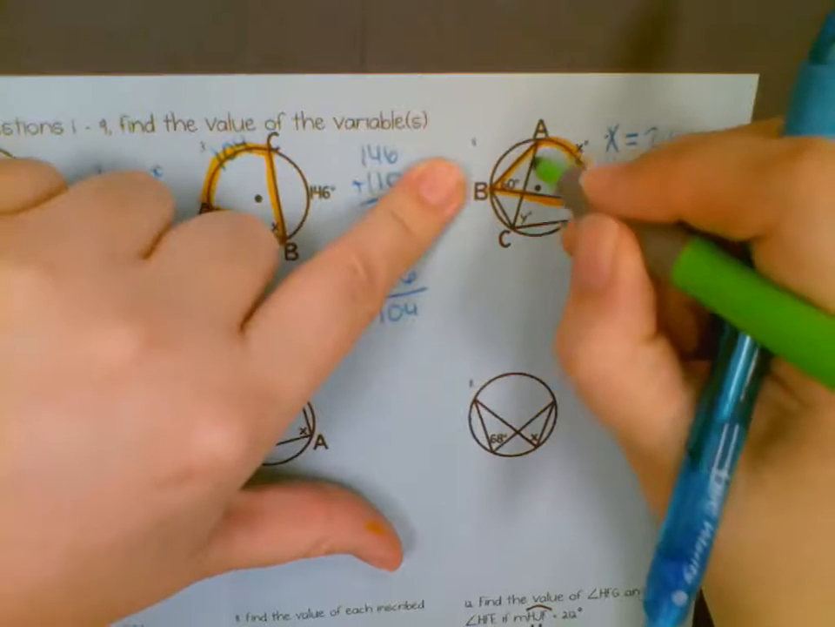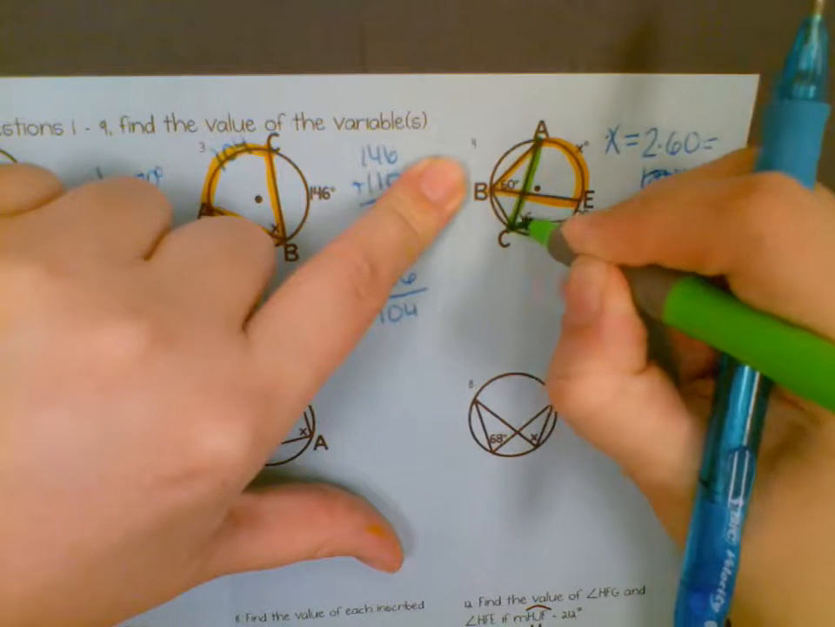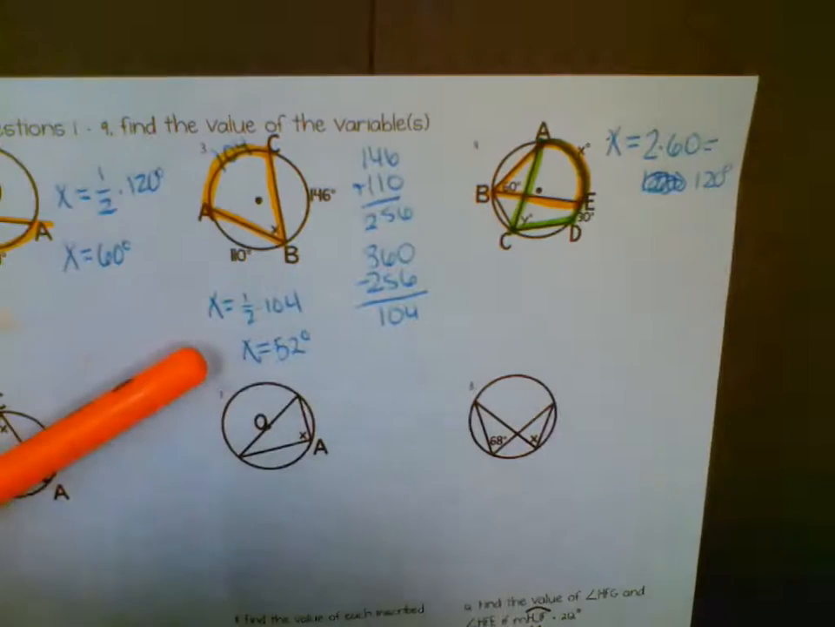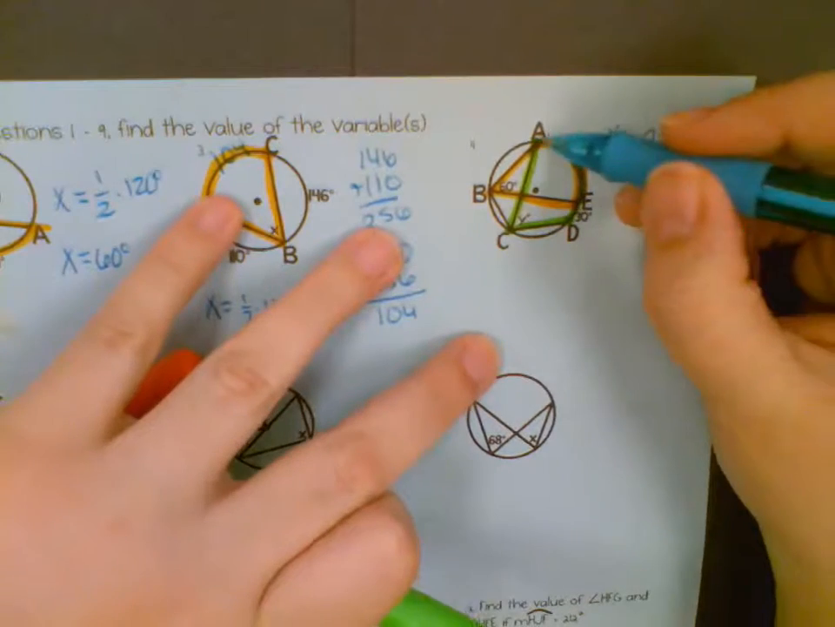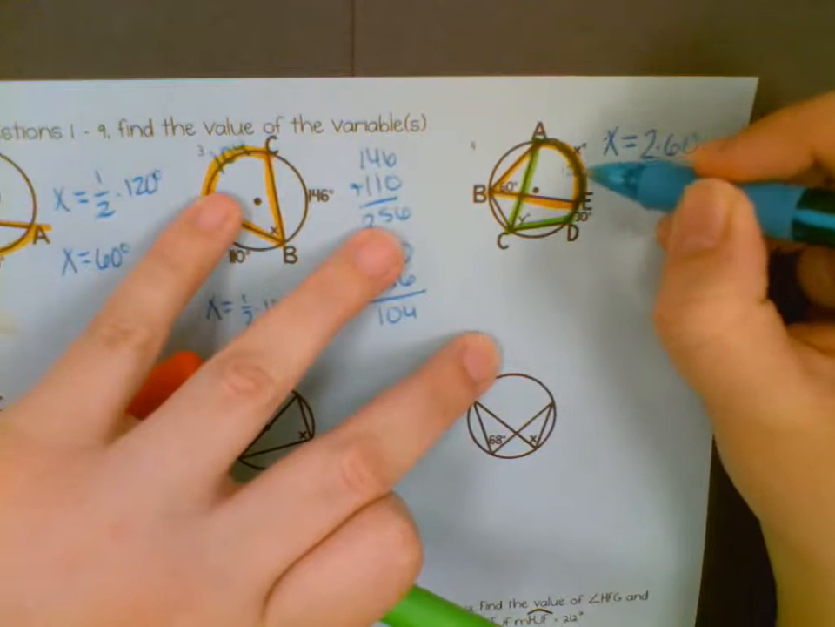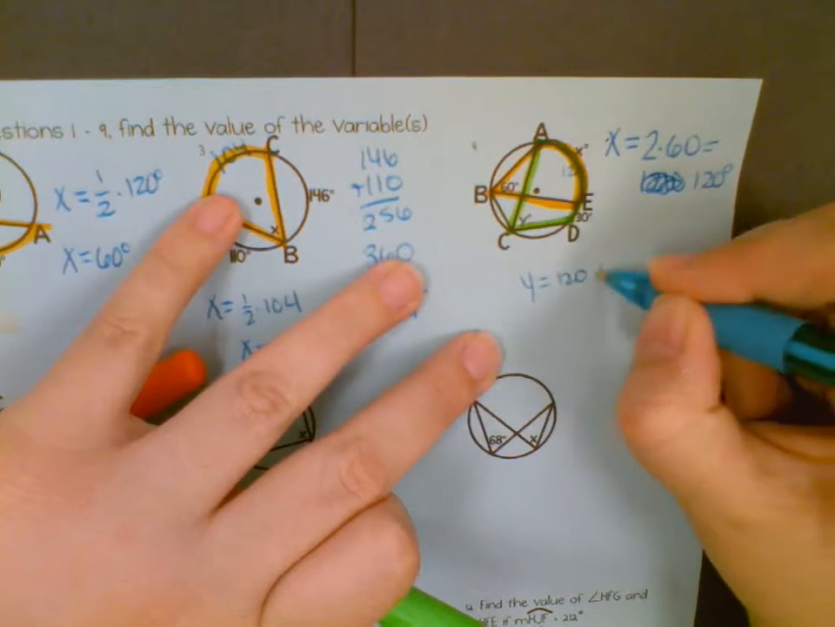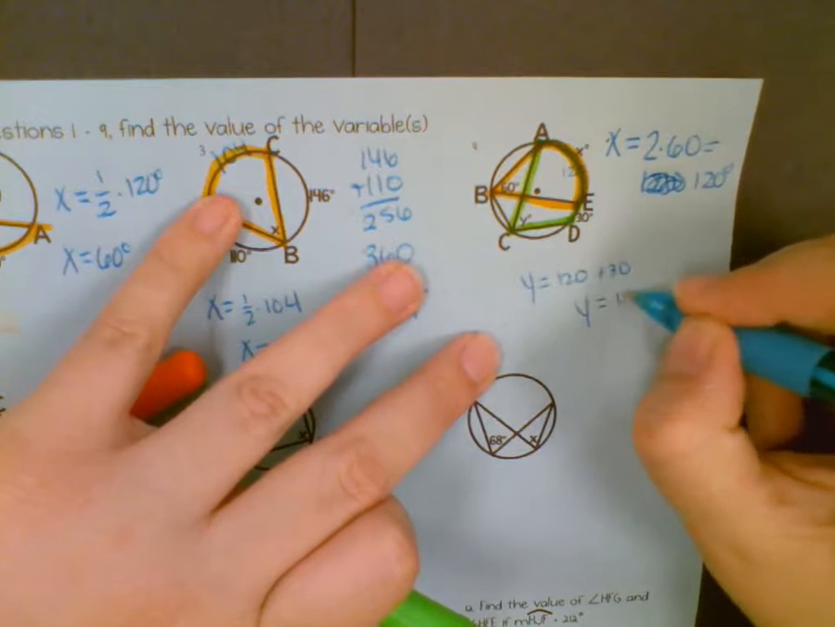So angle y is formed by those 2 sides. So if I trace the arc, it has the part that we just found that was 120 and this 30 part. So y is going to be both pieces together. So y is 150.